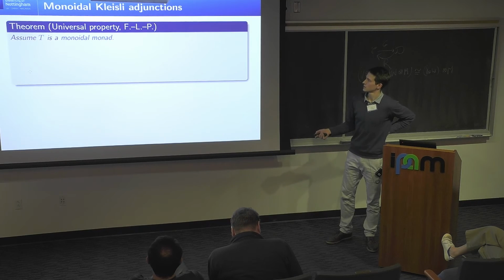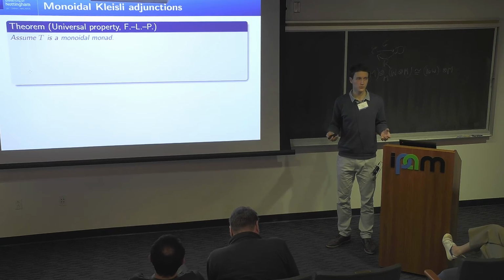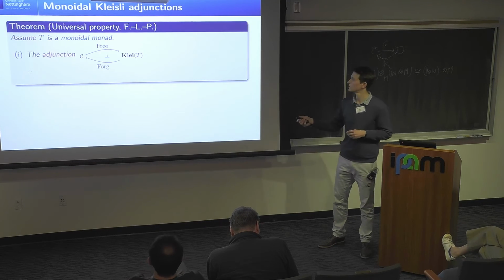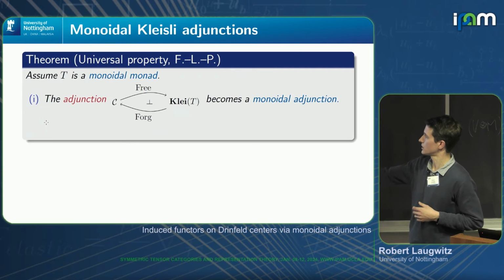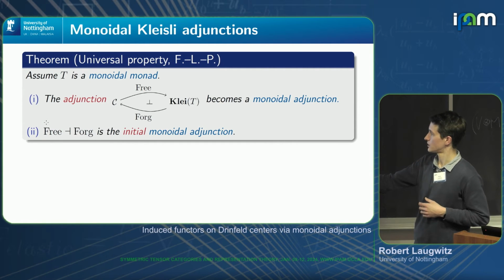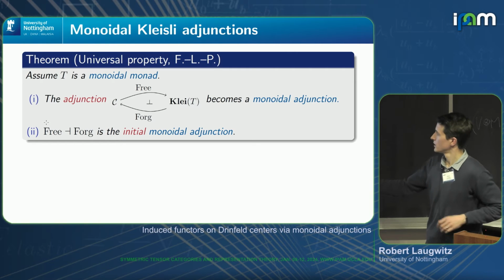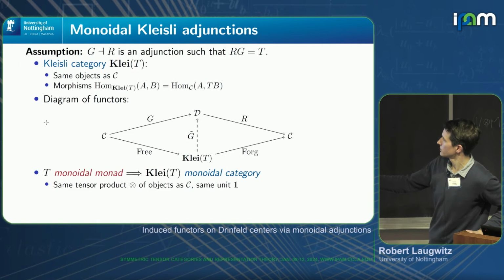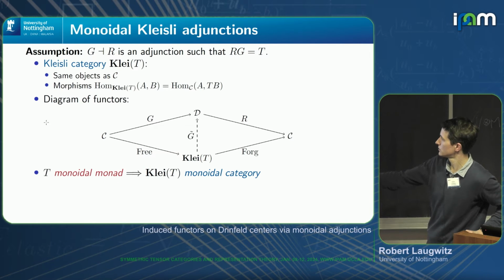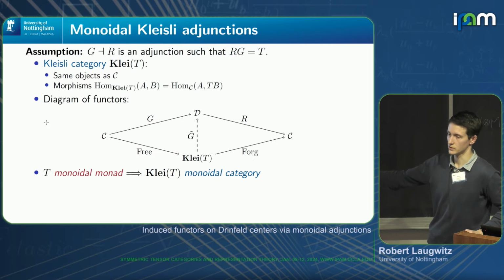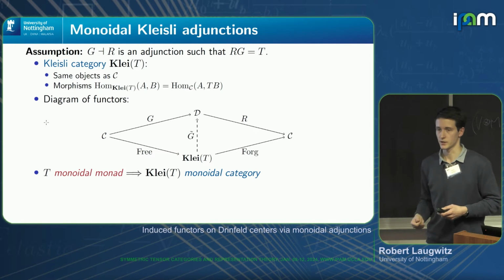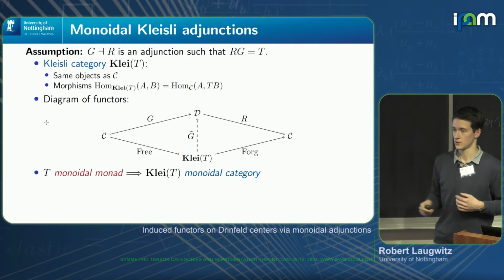Okay. So now there is a universal property that translates from the usual Kleisli adjunction to monoidal adjunction. If you have a monoidal monad, one can write such an adjunction. It's a monoidal adjunction, and it's also initial among monoidal adjunctions. So this means that in the previous slide, there's this induced functor G tilde, and it goes out of the Kleisli category. This means that the free-forgetful adjunction is initial. If you had any adjunction GR that composes to the monad T, you always get a morphism from that free-forgetful adjunction to this GR adjunction. So in some sense, the Kleisli category and its adjunction are initial for a fixed monad T.